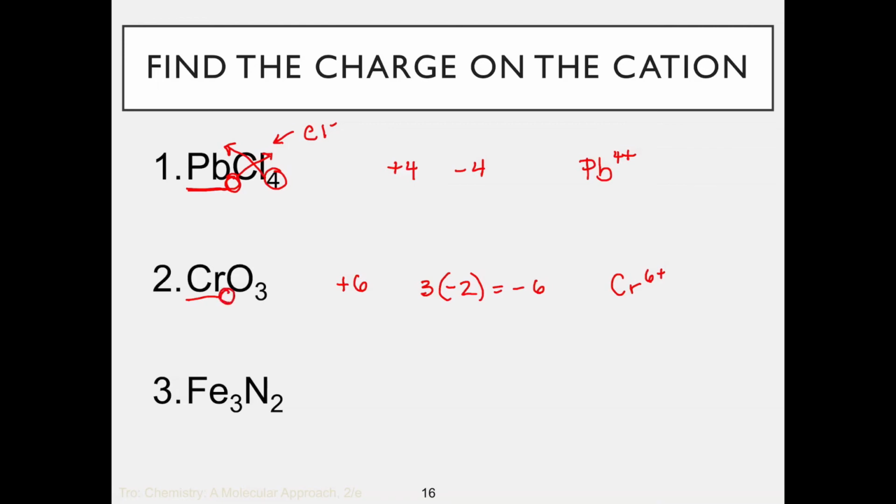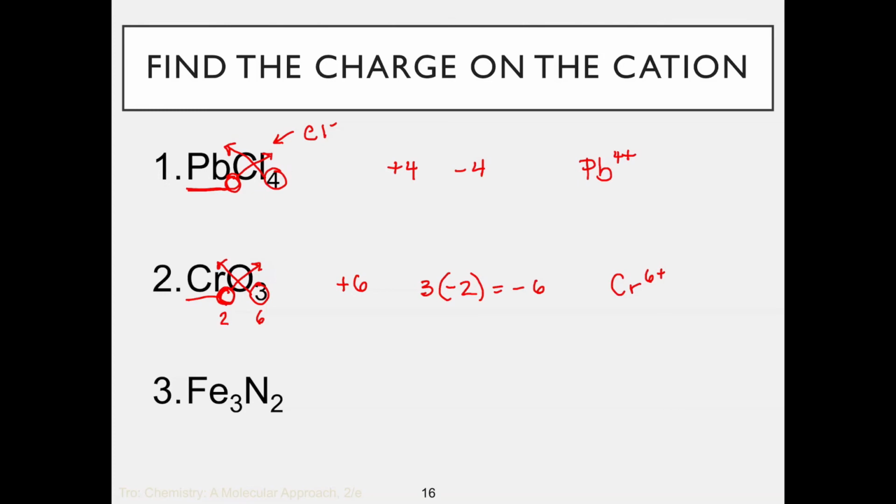We can't do the uncircle and switch thing here because this would tell you that oxygen is a 1-, and we know that oxygen is a 2-. So if you think about uncircling and switching, if that needed to be a 2, then that would make this a 6. So a little bit trickier there.